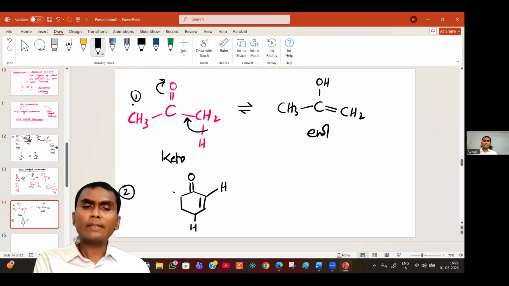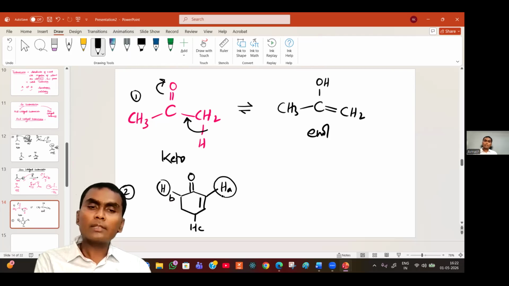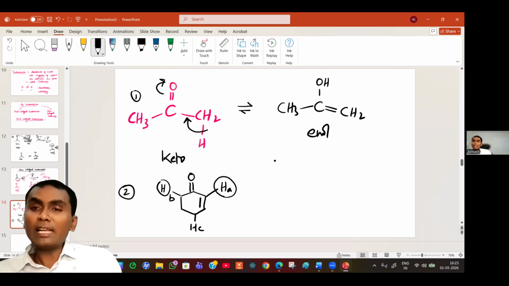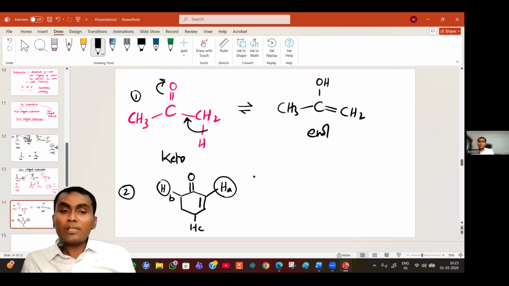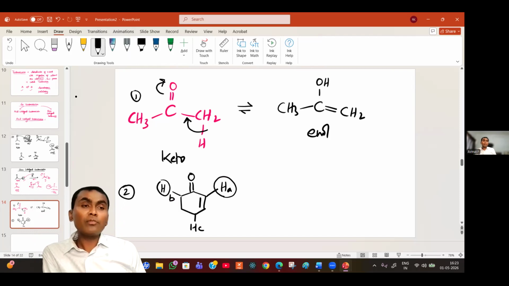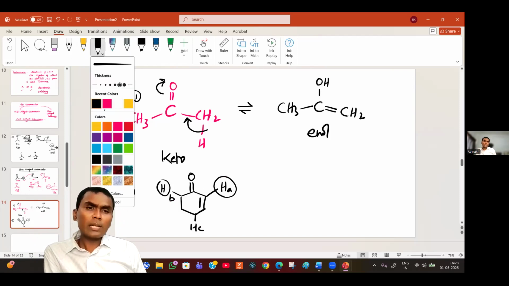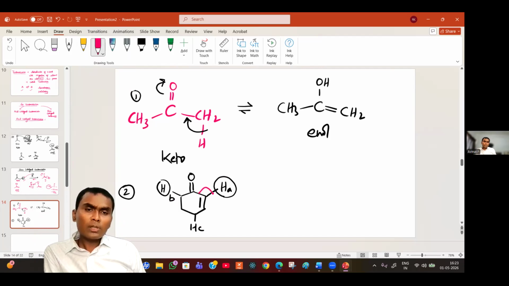This hydrogen and this hydrogen seem to be tautomerizable hydrogen, but HA, HB, and HC. HA seems to be tautomerizable hydrogen, but it is not because it is of vinylic character, vinylic position. First of all, we see how tautomerization occurs. Then, if we want this hydrogen to participate in tautomerization, then this falls on the bond and this goes on this line.